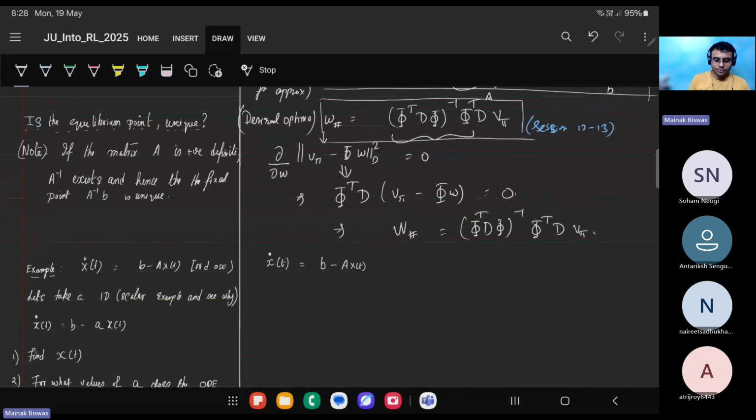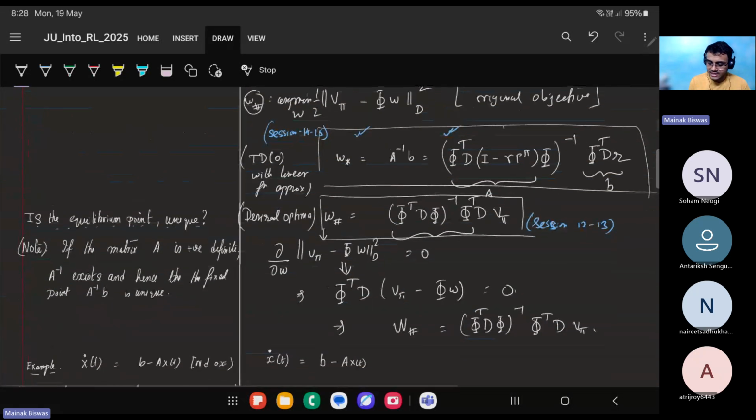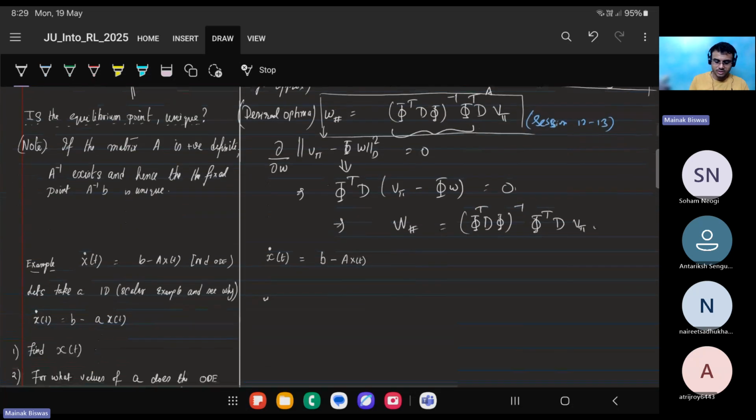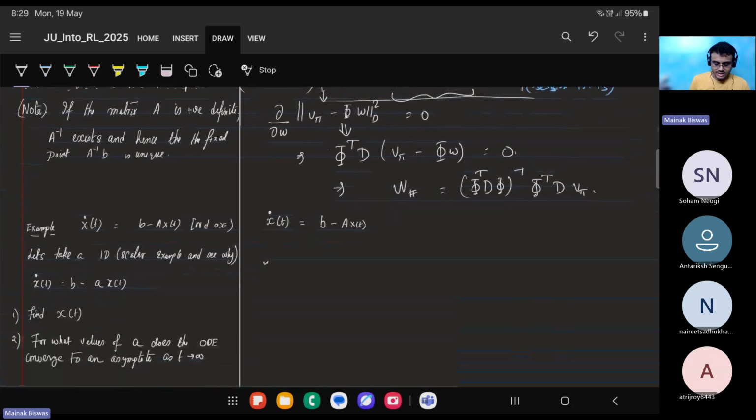So let's do some plus-2 maths. First question: is A invertible? If A inverse exists, W star is unique. Do you agree? Because it's a linear function, a product of two matrices and a vector, that will give you only one value. A inverse is unique, B is unique, so you get a unique solution, W star. So that's what we'll try and see.